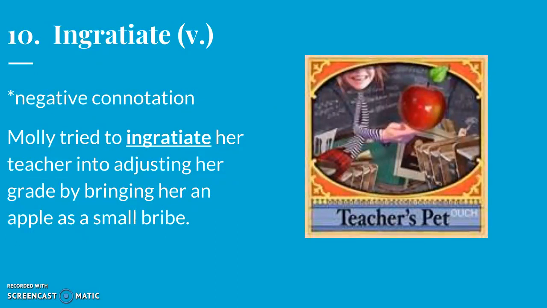Number 10 is ingratiate, which is a verb. The definition for ingratiate is to gain favor or approval for yourself by doing or saying things that people like. This kind of has a negative connotation though, because as you can see in the picture, this would be somebody that's considered like a teacher's pet, a brown noser, something like that, where you're ingratiating somebody, just playing to what they like in order to get your way or to get something out of it. So the sentence to go with the picture states, Molly tried to ingratiate her teacher into adjusting her grade by bringing her an apple as a small bribe.